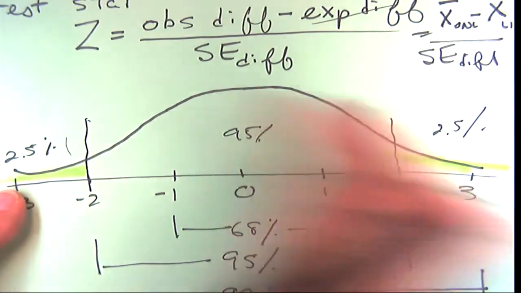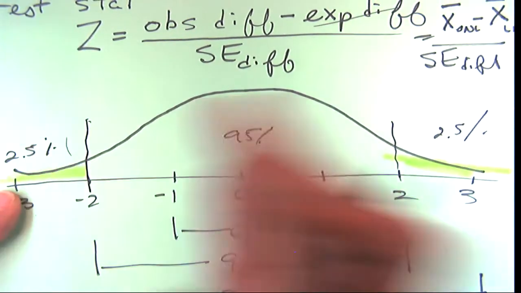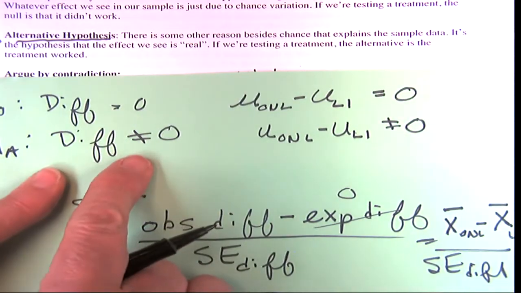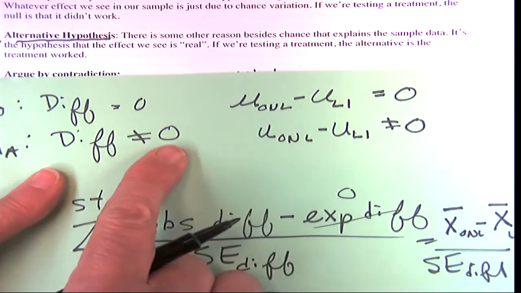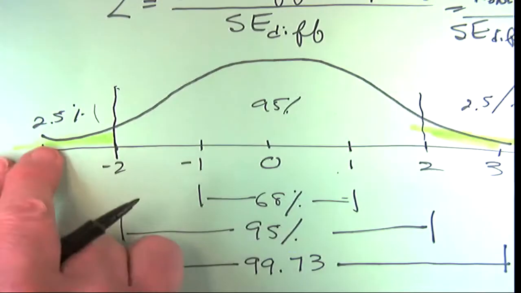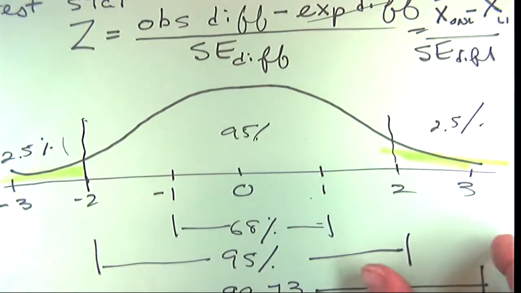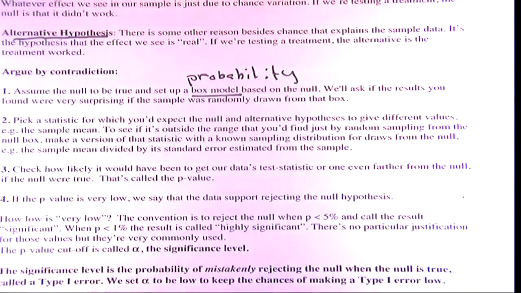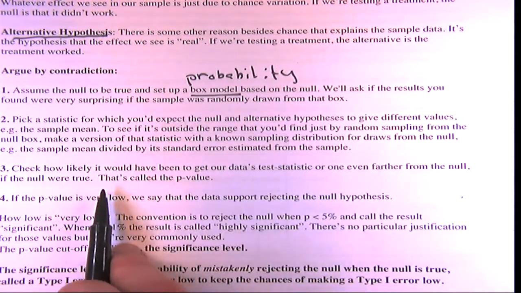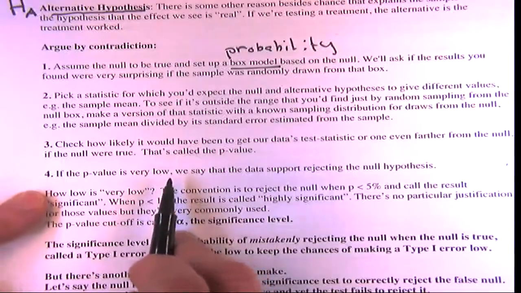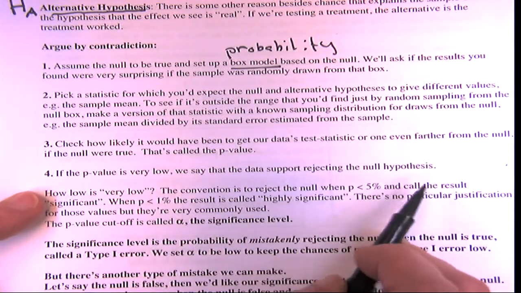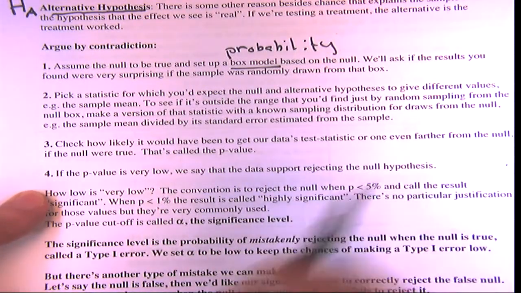If we had thought this group was going to do better to begin with, and it specified that, we would have had that the difference in this regard would be less than 0, and we would have a one-sided, smaller p-value. All right, so that's the idea. Let's read on. So now it says, if the p-value is very low, we say the data supports rejecting the null hypothesis, and it's unlikely to be due to chance.